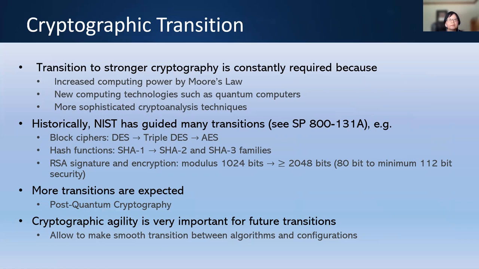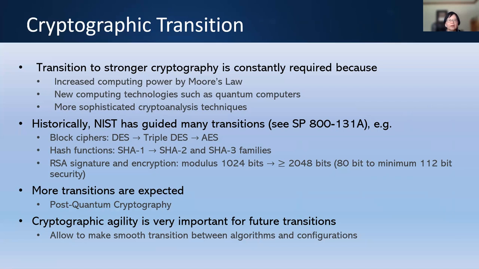And also, over the years, a lot of more sophisticated cryptanalysis techniques were discovered, like differential cryptanalysis, linear cryptanalysis, multi-key attack, etc. So we needed to do the transition because of this. Historically, NIST has guided many transitions. The specification is in SP 800-131A. So we had the transition from single DES to triple DES to AES.